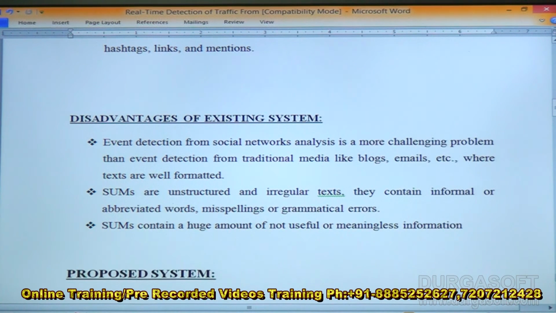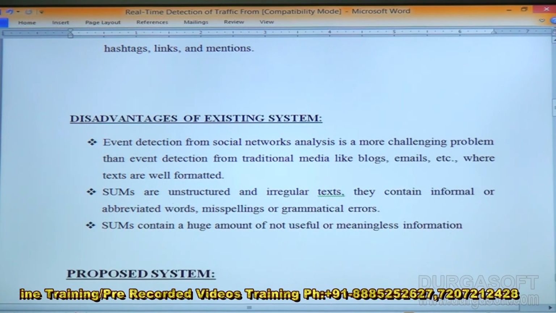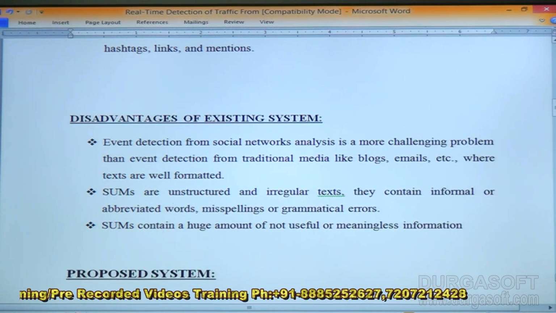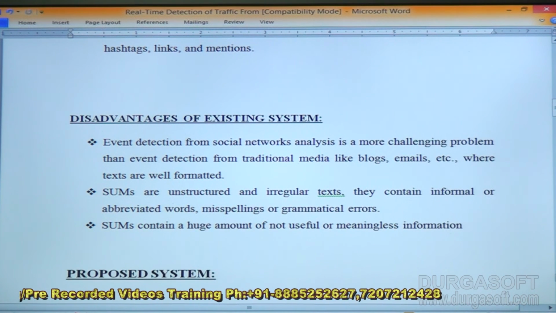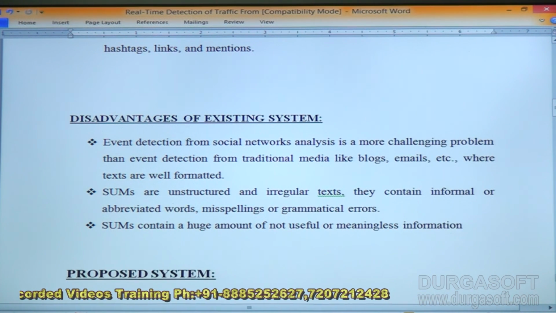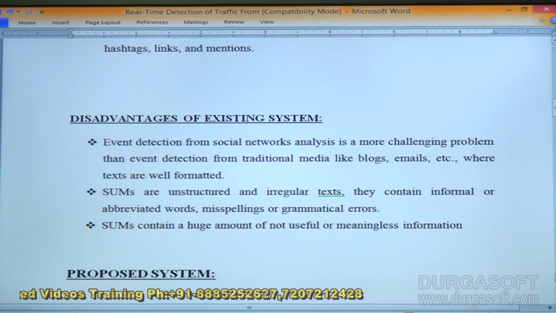See, how to find, in the blog content or among the thousands of emails, which email is highly important, which email is not important, which contains more traffic, how can I get it out? It is more challenging. And the second issue is unstructured and irregular text. The data is not in a structured manner. Again we are having an issue.